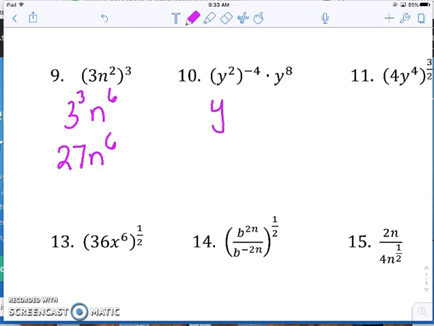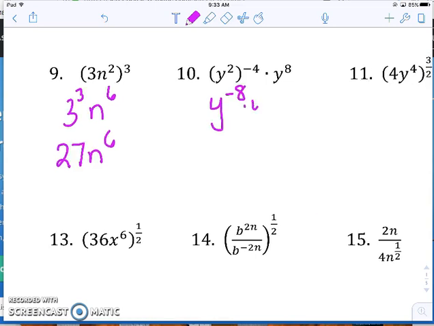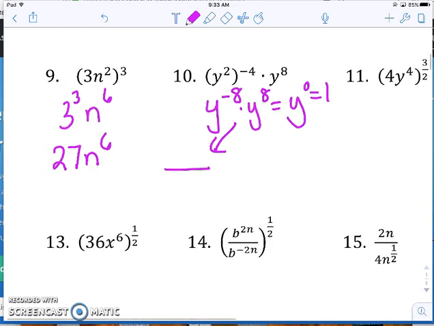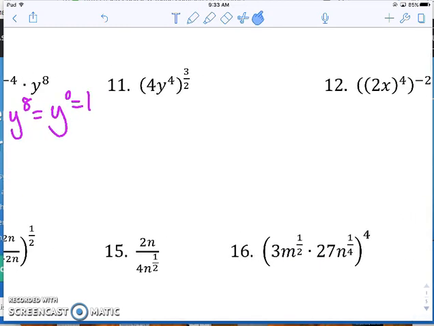So this one would be y to the -8th times y to the 8th. Well, we add exponents, so that's y to the 0 or 1. Or you might have thought about this as we flip our negatives, so y to the 8th over y to the 8th. So that's also 1. Either way you could think about it.